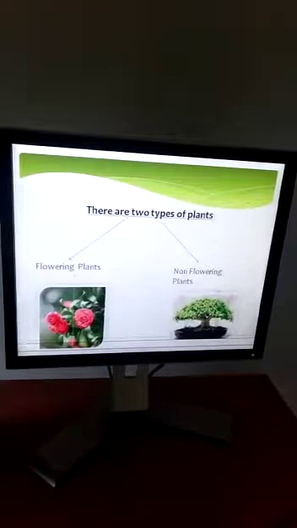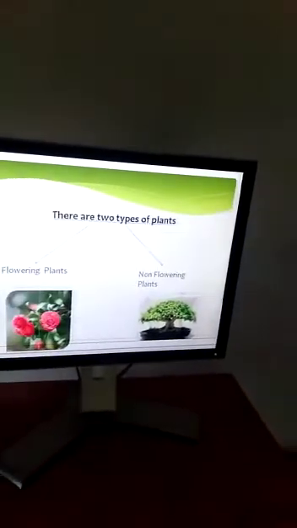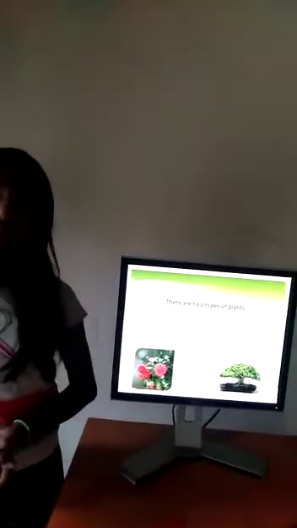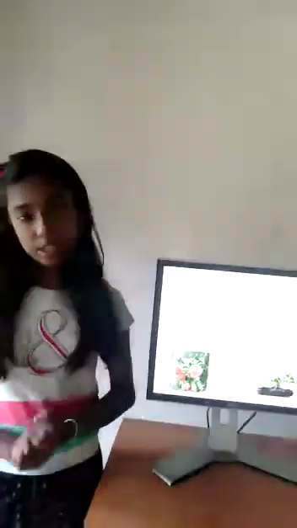There are two types of plants. They are flowering plants and non-flowering plants. Flowering plants means plants which can produce flowers. Non-flowering plants means plants which can't produce flowers.